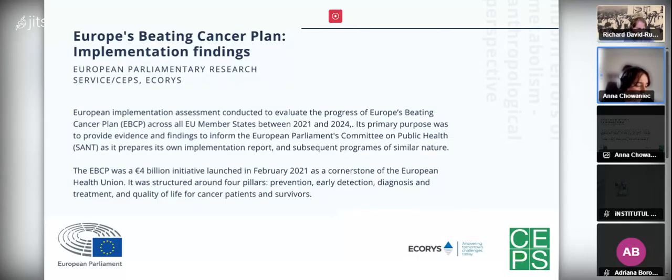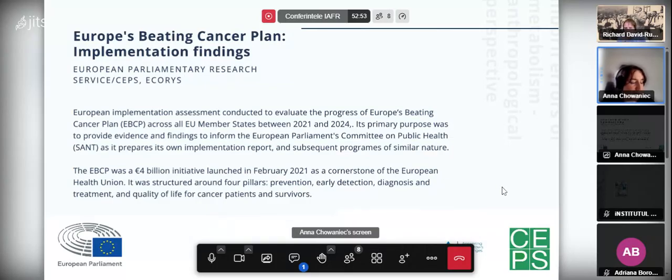Europe's Beating Cancer Plan started in 2021 as an initiative targeting cancer-related issues through 4 main pillars, that is prevention, early detection, diagnosis and treatment, and quality of life. And it used different instruments, from lawmaking to scientific grants and public campaigns. And we followed up on whether these were delivered, to inform future similar initiatives. So this is where the policymaking aspect comes into place.